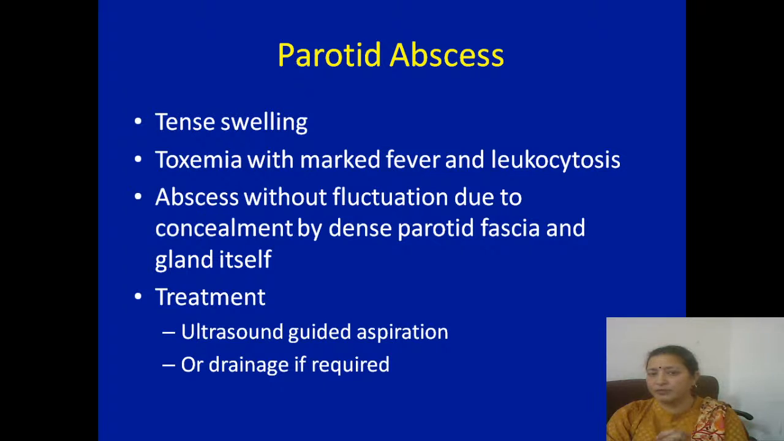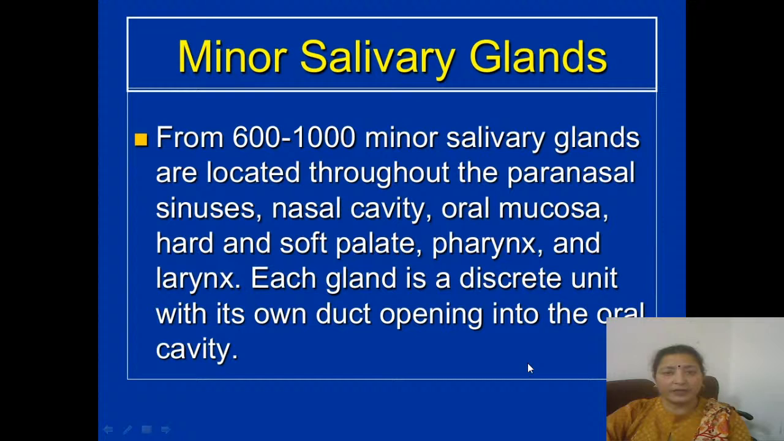In this condition it presents as an acute onset with severe, intense pain, and when you do an ultrasound you will see pus is there. The drainage is the only treatment. You can aspirate it, but sometimes there is a need for drainage.